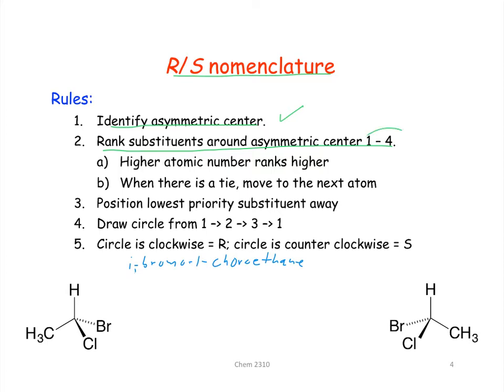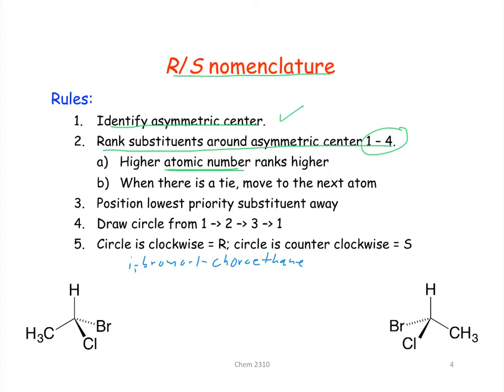And we're going to rank them from 1 to 4, where 1 is going to be the highest ranking. Okay, the ranking system that we're going to use depends primarily upon atomic number. All right, so its position in the periodic table. So it doesn't matter about size or length of carbon chain or anything. It's just the atomic number of the atom.